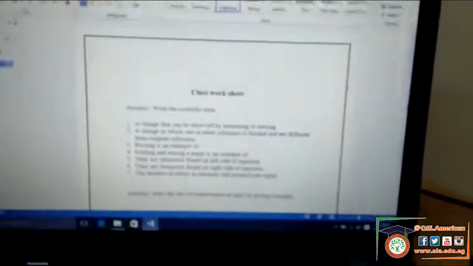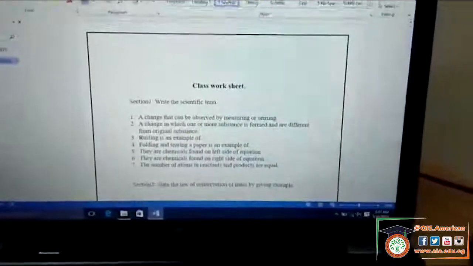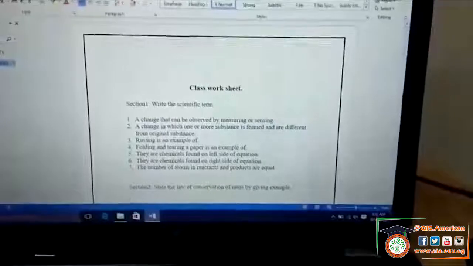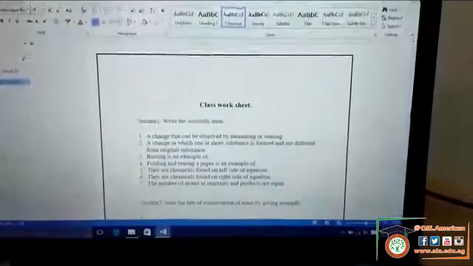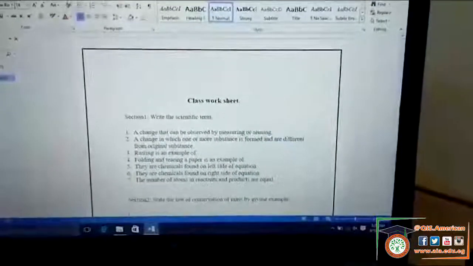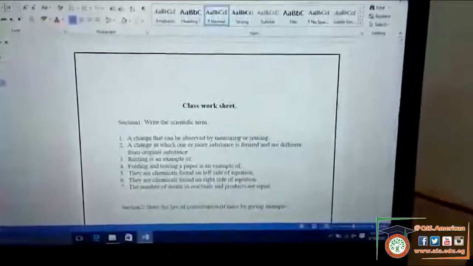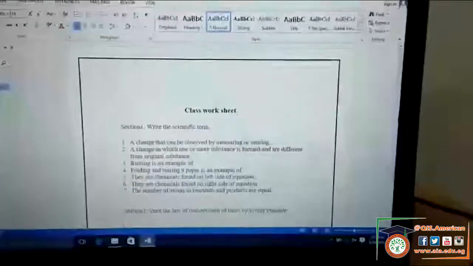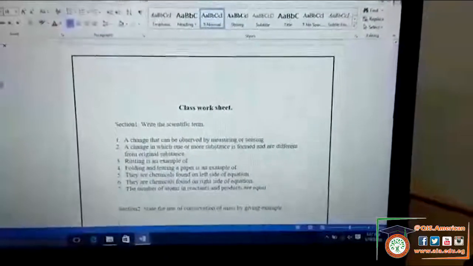Number three, we have rusting. Rusting is an example of what? Remember that rusting will give us another compound, which is completely different from the original one. So number three, rusting is an example of chemical change. Number four, folding and tearing a paper is an example of. We know that when we fold and tear a paper, it's still a paper. So it's an example of physical change.